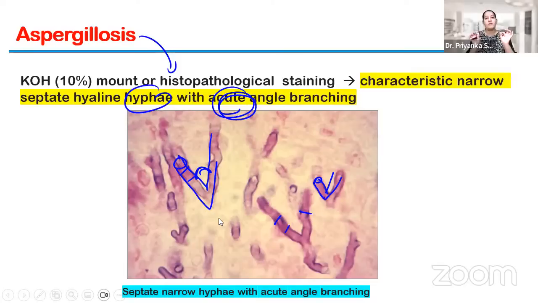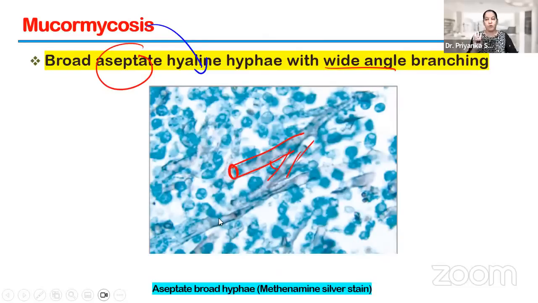Number 2, the most important, you have to see in the branching, in the hyphae, whether septa is present or absent. If the septa is present, it's aspergillosis. If septa is absent, it's mucormycosis.